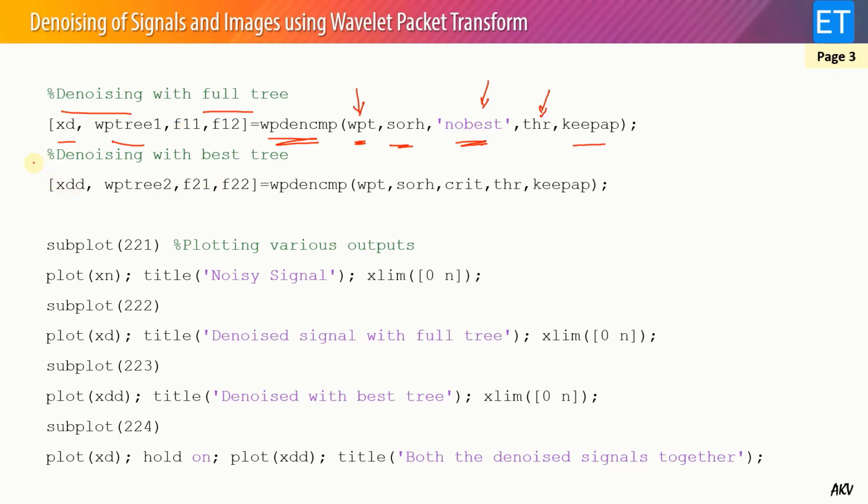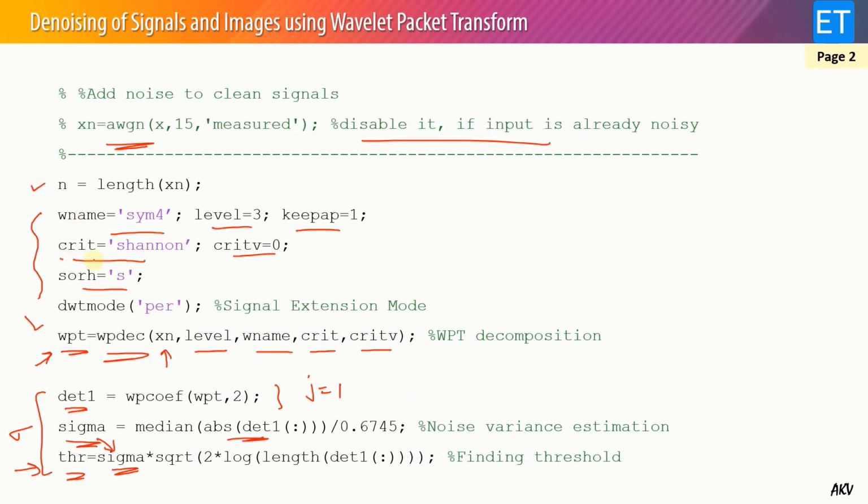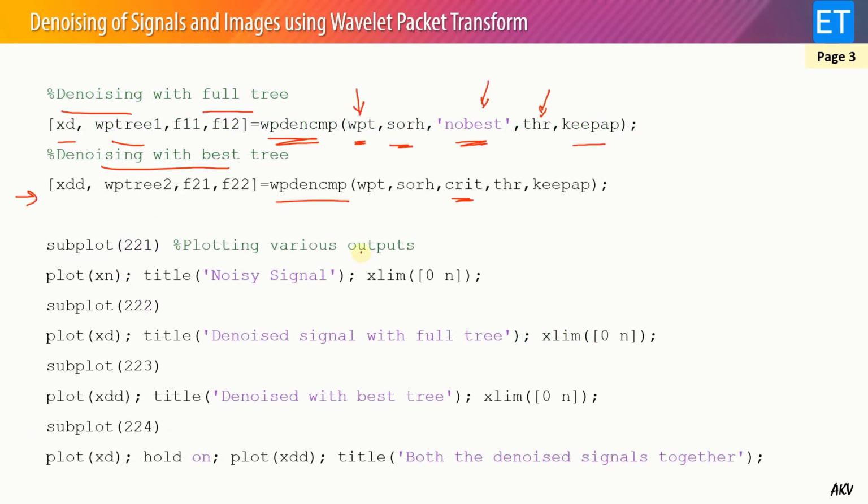And in this second line of code I'm using the same function, but here I'm denoising with the best tree. So in place of the entropy criterion I'm writing that criterion name. In the previous slide I have already given this criterion name as Shannon criterion. That means for each node this will calculate the Shannon entropy, and on the basis of that entropy it will calculate the best tree. So that best tree will be denoised.